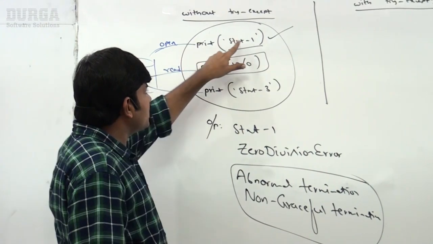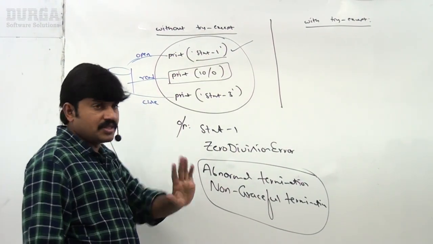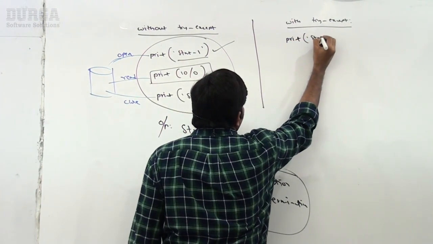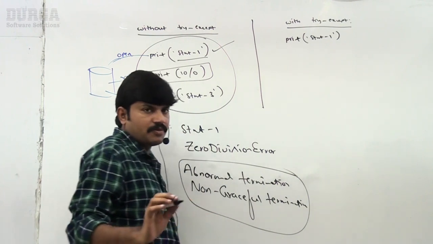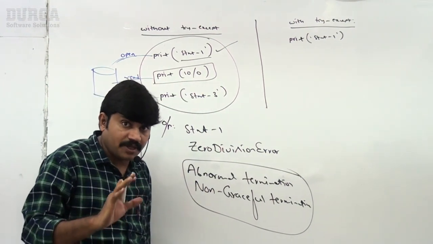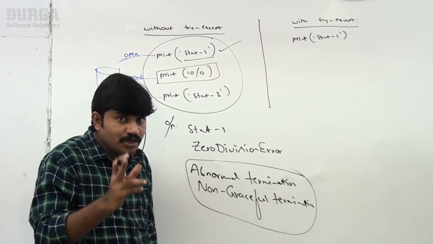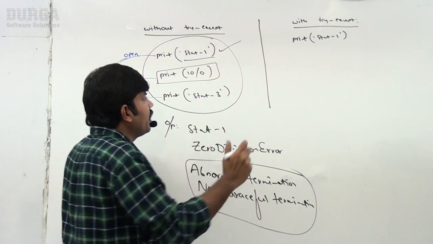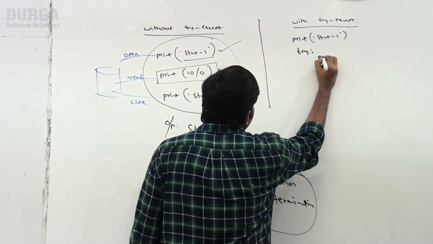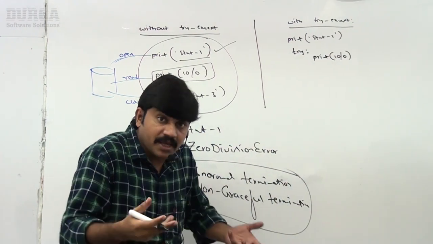Have a look once. The first statement is not risky code. Print statement 1 is not risky code, so I'm taking it normally. Next, print 10 by 0 may raise an arithmetic error because you are doing an arithmetic operation. It is risky code, and risky code we have to take inside a try block. So I'm taking print 10 by 0 inside try, because it is the risky code which may raise an exception.